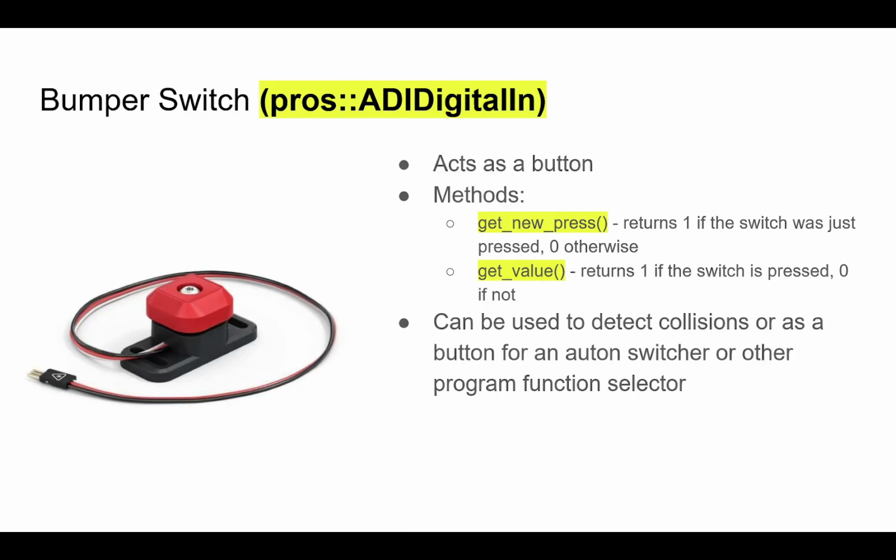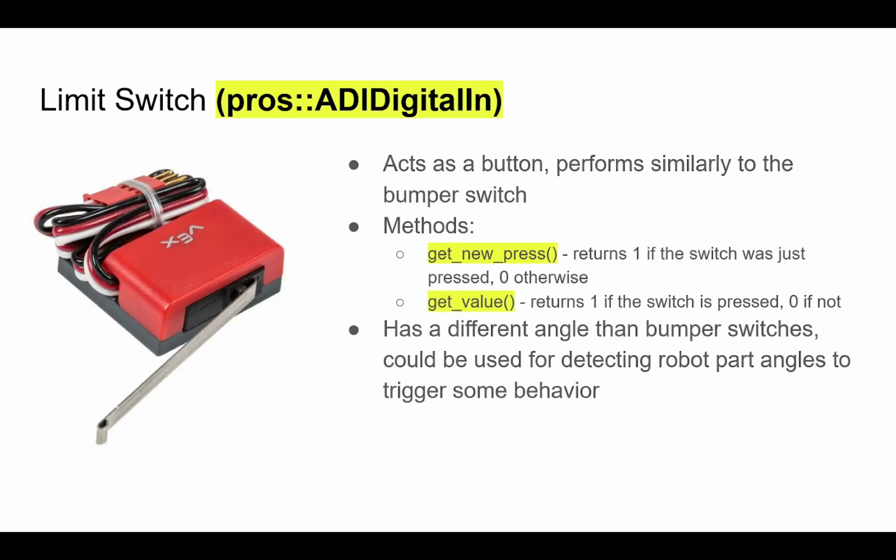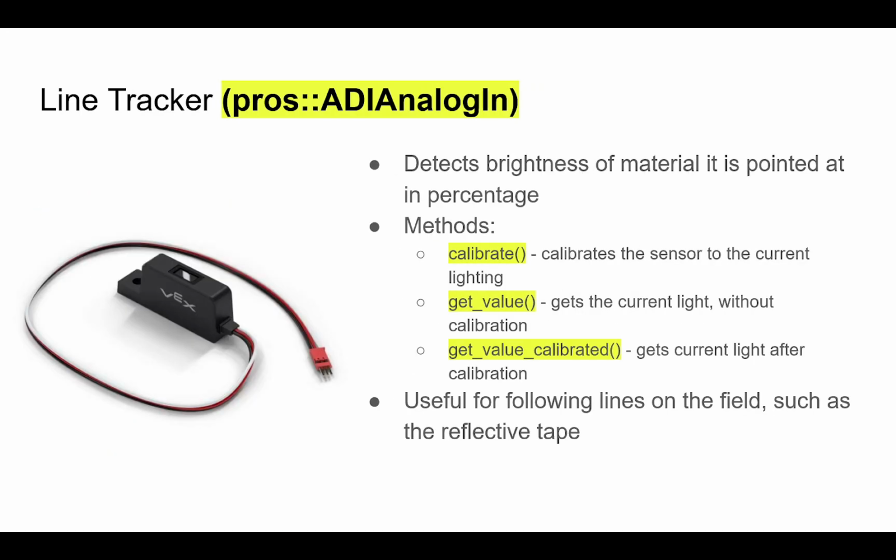Next part we have is the bumper switch, which can be defined with PROS ADI digital in. This part acts like a button, and some methods you can use for it are get new press and get value, as expected of a button. This part can be used to detect collisions or as a button for an Auton switcher or other program function selector. This is very similar to the limit switch, which also acts like a button and can be used in the same way with the same methods. It has a different angle than bumper switches though, and can be used for detecting specific robot part angles to trigger some behavior.